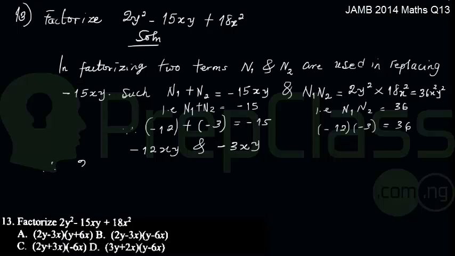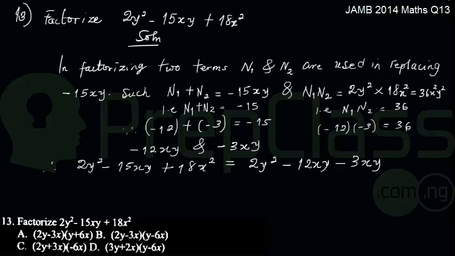So the equation, which was 2y squared minus 15xy plus 18x squared, would therefore become 2y squared minus 12xy minus 3xy plus 18x squared. We needed those terms such that it would be easier for us to factorize, so that between consecutive terms there's always something common.